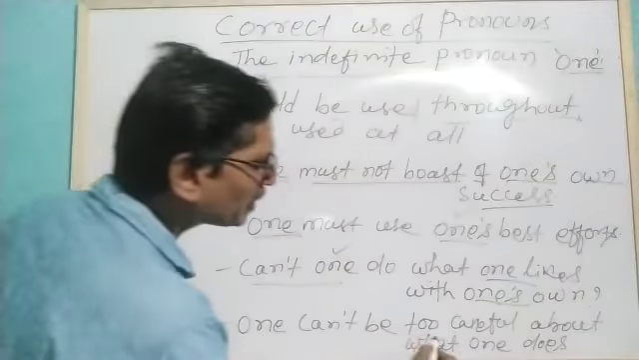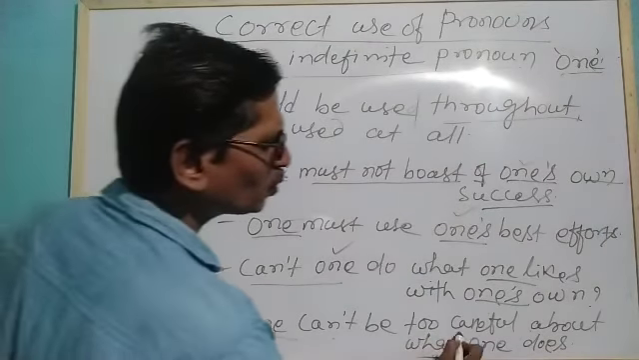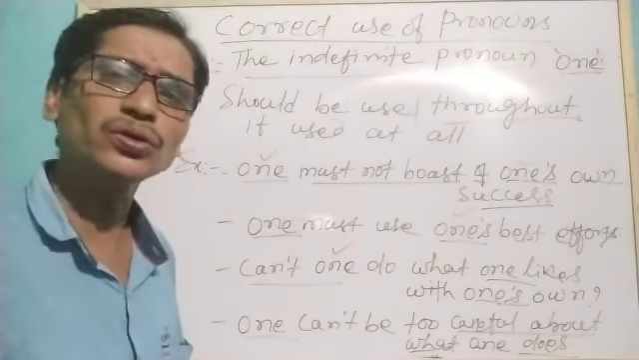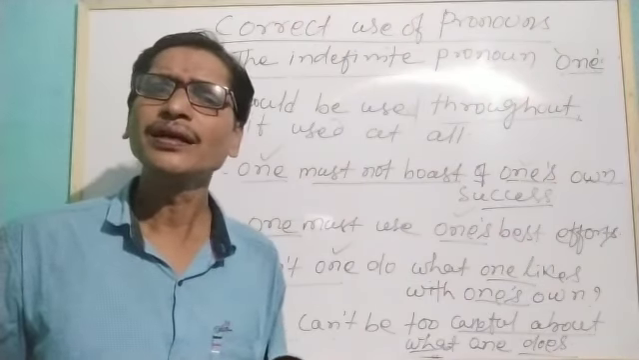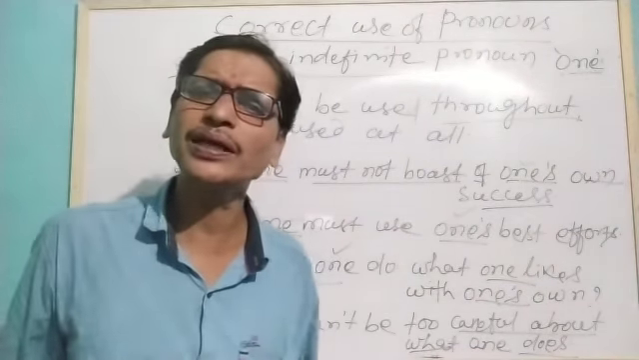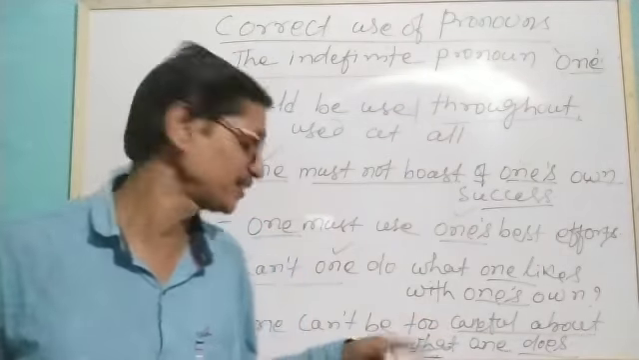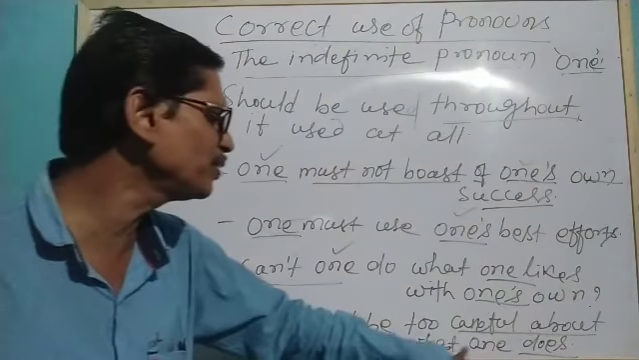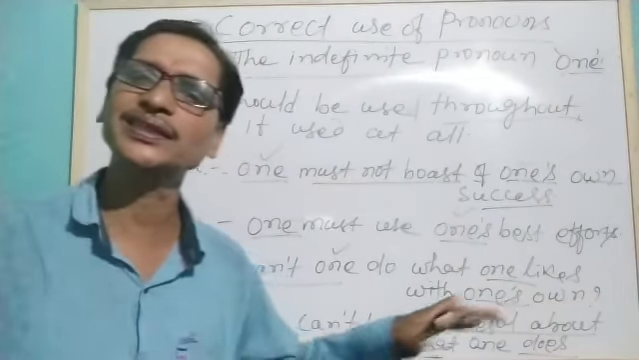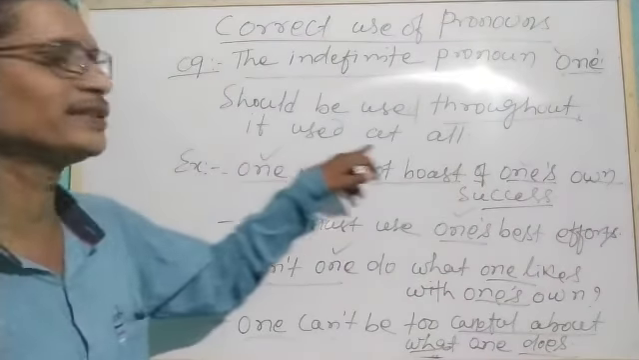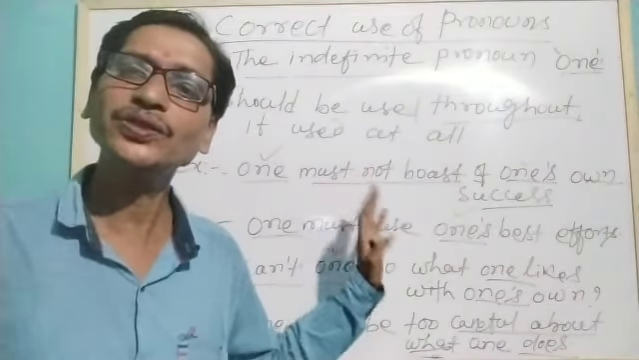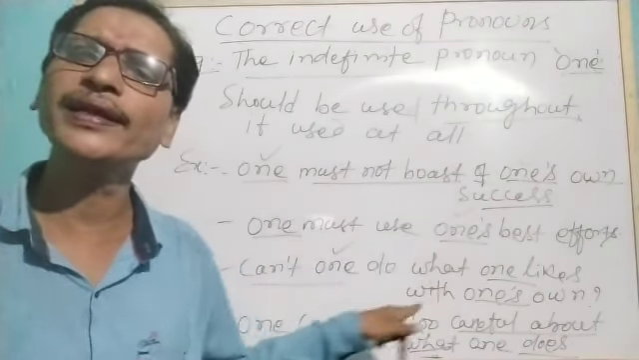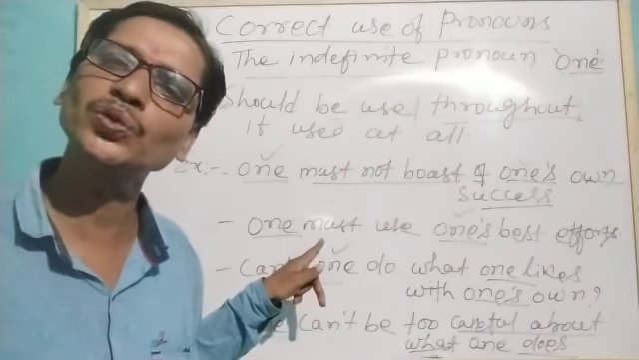Similarly, one cannot be too careful about what one does. So when someone does something, he or she cannot be too careful about his own work. Since the indefinite pronoun one is used, we have used one everywhere throughout the text, if it is used at all. Understand? So the indefinite pronoun once used should be used everywhere in our statement.